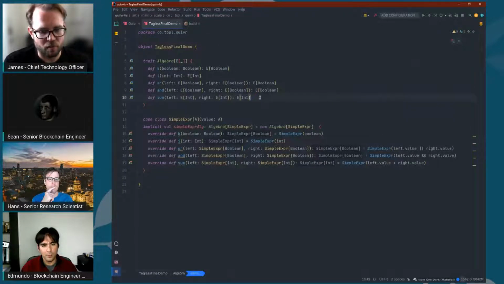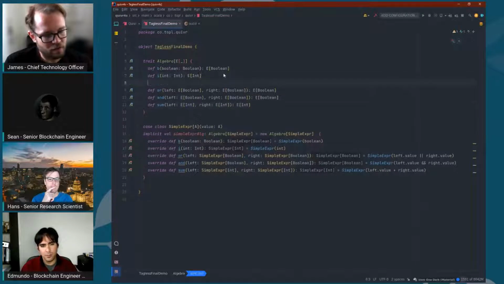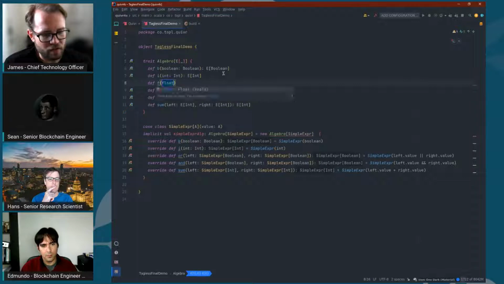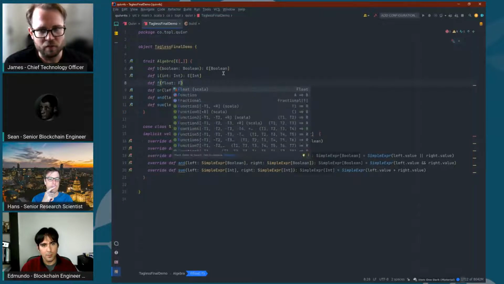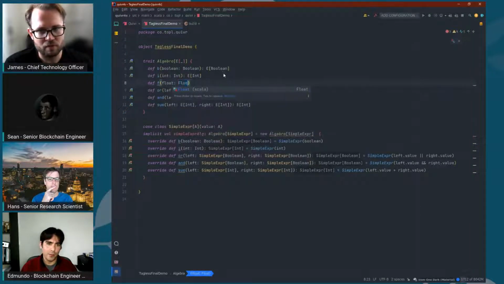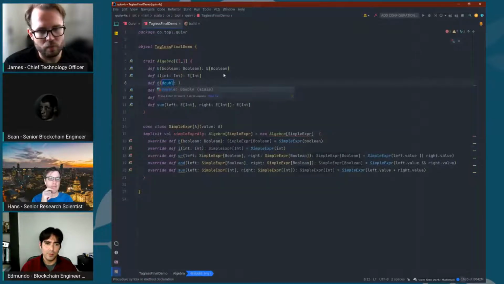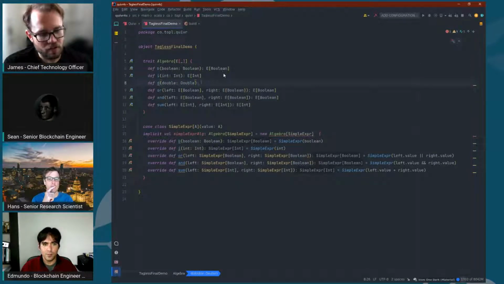So, to Hans's point, let's say we want to do def f of e. Is it float or double? Double. I always use double. You want to do doubles? Let's do doubles. That's fine.